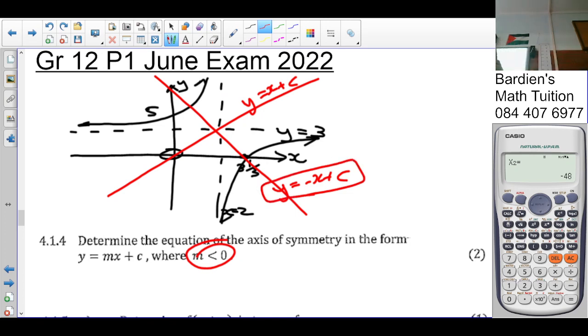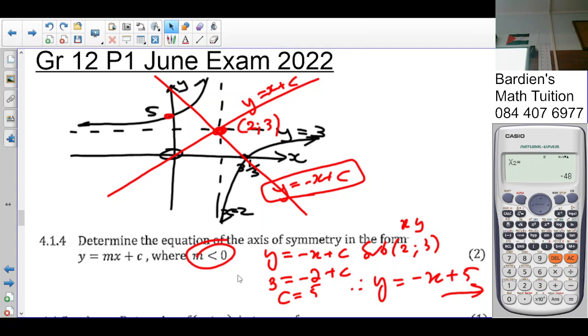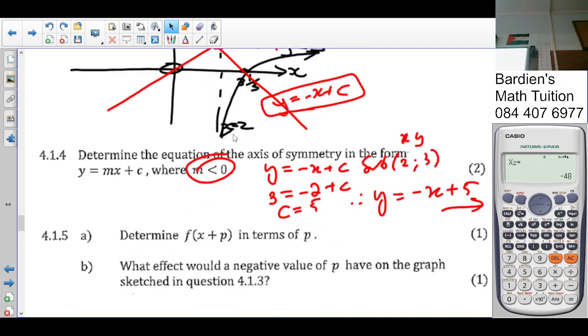Okay. So my equation reads, y is equal to minus x plus c. To calculate c, I must substitute the point where the asymptotes intersect, which is 2 and 3. So you substitute 2 and 3, there's the x and the y. So 3 is equal to negative 2 plus c. Take 2 over, c becomes 5. My equation is y is equal to minus x plus 5. So in actual fact, that is going through that point, but as we know, the diagram is not drawn to scale.